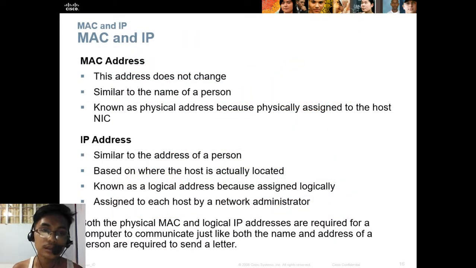MAC and IP. The MAC address does not change. Similar to the name of a person, it is known as the physical address because it is physically assigned to the host. The IP address is similar to the address of a person, based on where the host is actually located, known as the logical address because it is logically assigned to each host by a network administrator. Both the physical MAC and logical IP addresses are required for computers to communicate, just like both the name and address of a person are required to send a letter. So the MAC and IP addresses are needed for accessing the internet and also to be able to communicate with other people and devices.